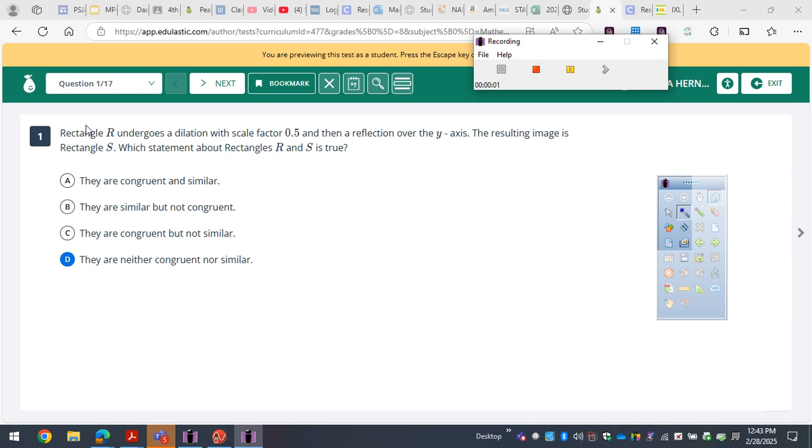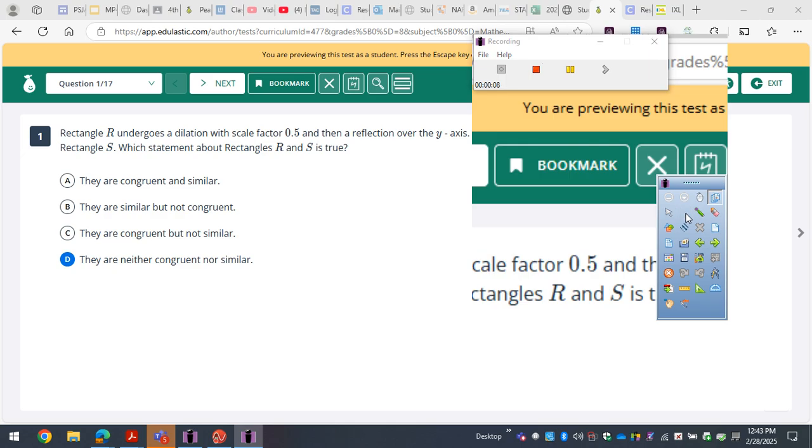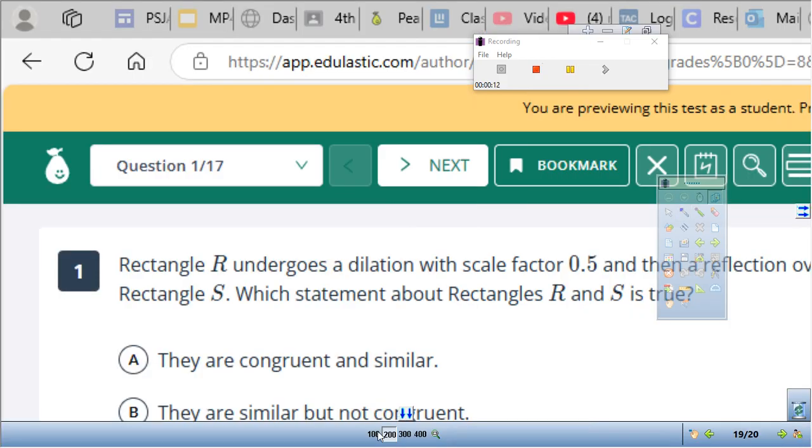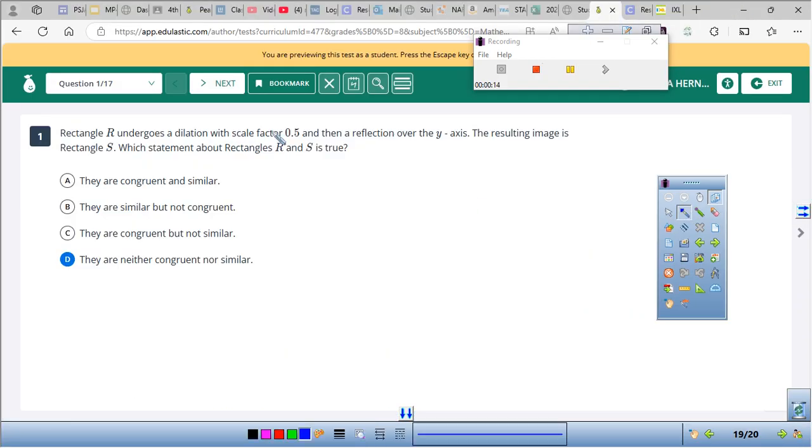Okay, so as I look through this one right here, the keyword that pops out to me is dilation. When it comes to dilation, it's going to be not congruent, guys. When it's not congruent, that means it's going to be what? So look for dilation, not congruent. There's my answer. Answer is B. Okay.